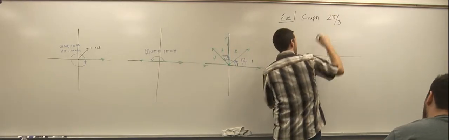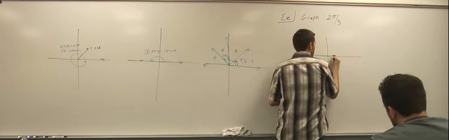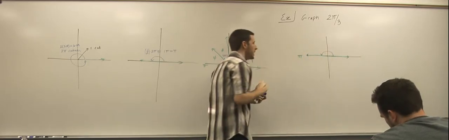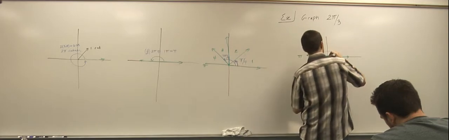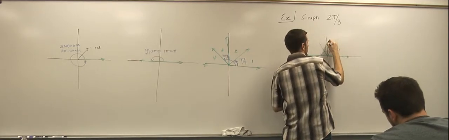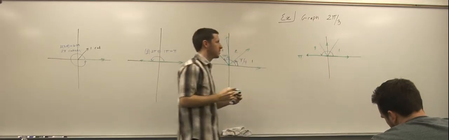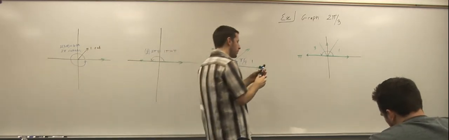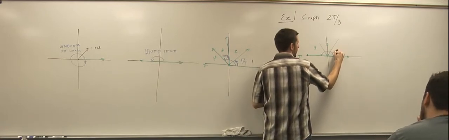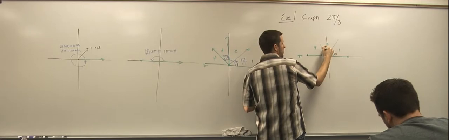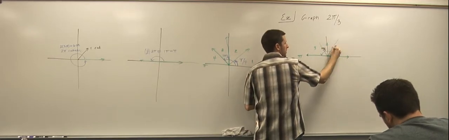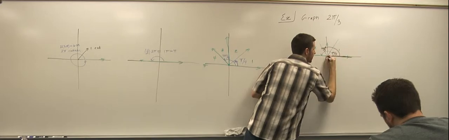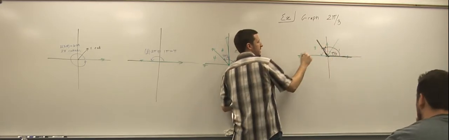Okay. So if you want to graph 2 pi over 3, start with pi, which is right over here, a half rotation, and break it into 3 equal sectors. 1, 2, 3. Right, so this whole slice here includes both sides of the y-axis and intercepts. So then for 2 pi over 3, this would be 1 pi over 3 right here. If you went up to this guy would be 2 pi over 3. So the angle that starts here and goes here is the angle of 2 pi over 3.